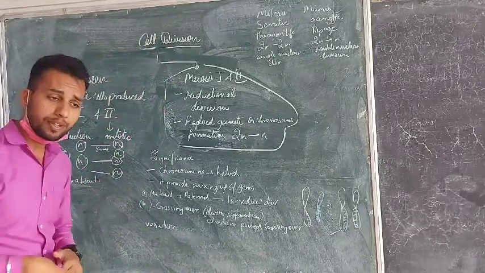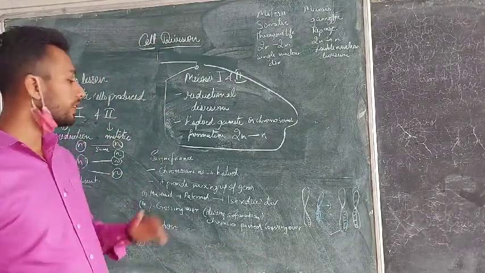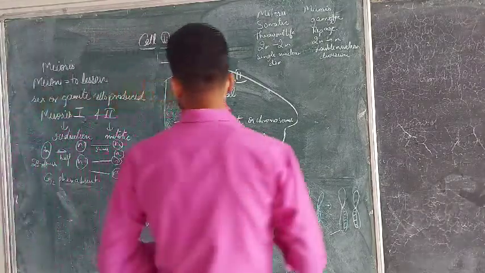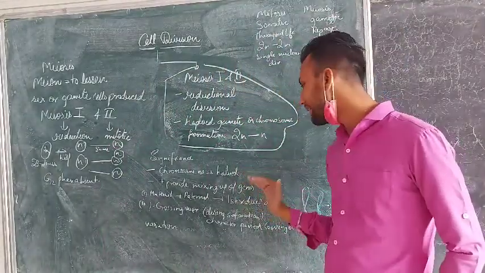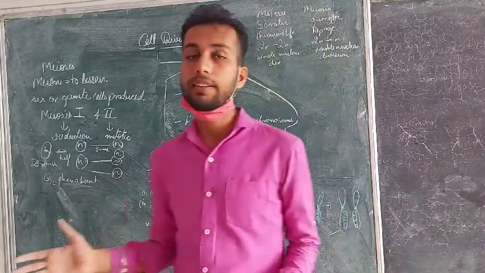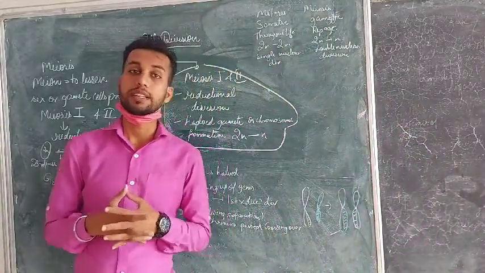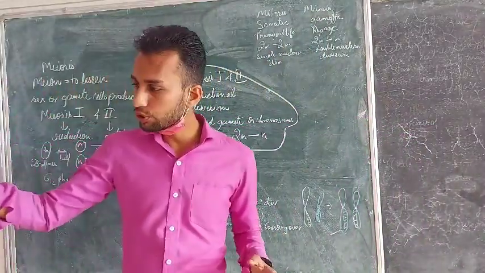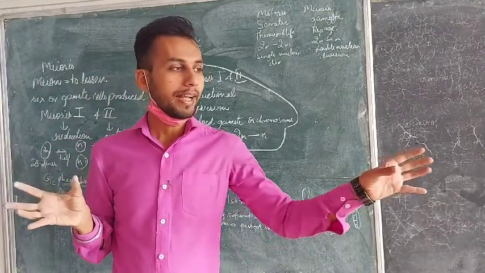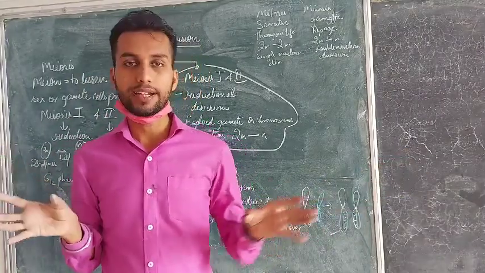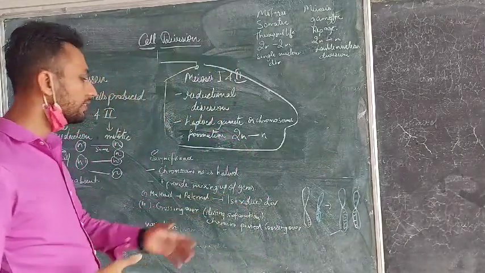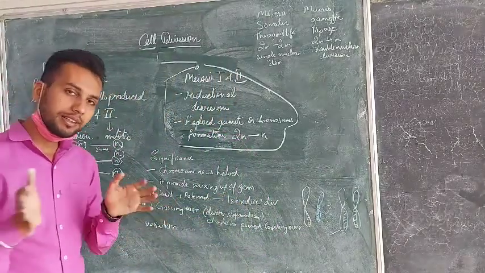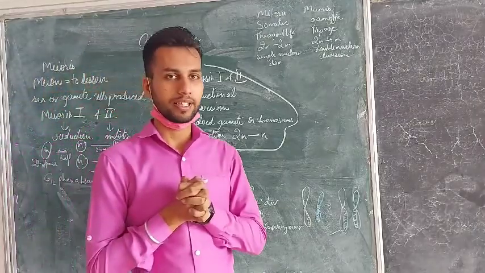So, what is the significance? Just like the significance of mitosis, what is the significance of meiosis? In meiosis, the chromosome number is always halved. It provides mixing of genes. The mixing of genes occurs in 2 ways. When the characters from the maternal chromosome and the paternal chromosome, meaning mother and father, get mixed up in the first reduction division, in this way the mixing of characters occurs.